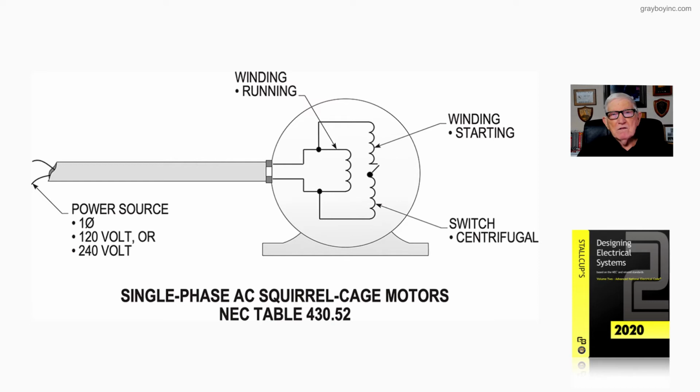Now notice a single phase induction motor has two windings, has a run winding and has a starter winding, and has a centrifugal switch. At about 75 to 80% of the synchronous speed when the motor is started, that switch will drop the starter winding out and it will run on the running winding.